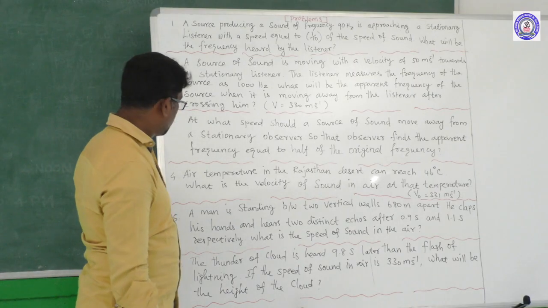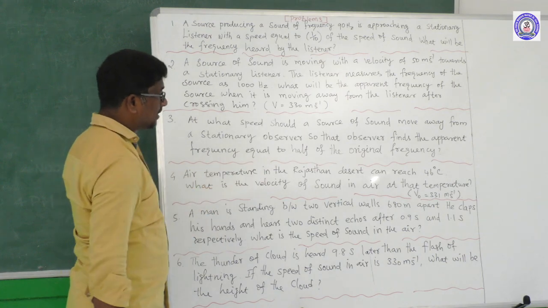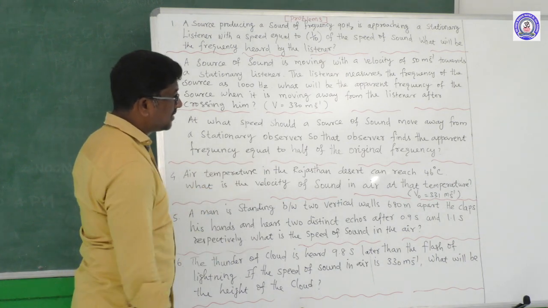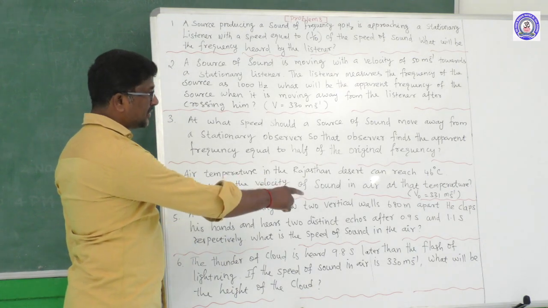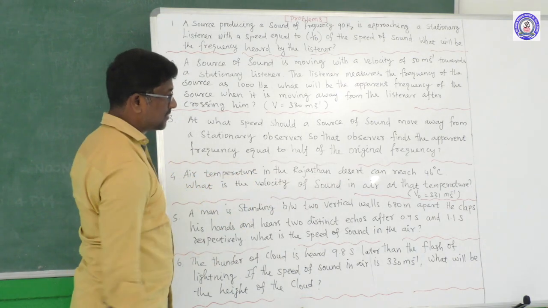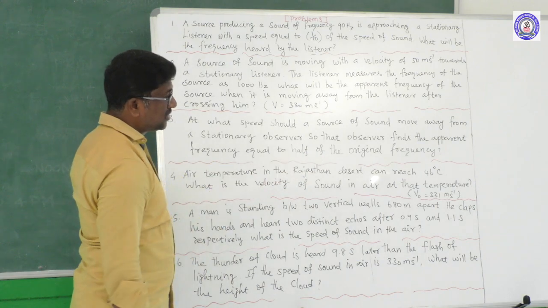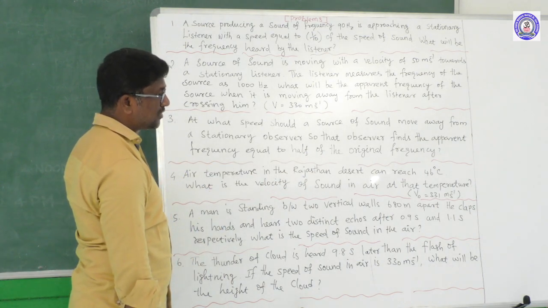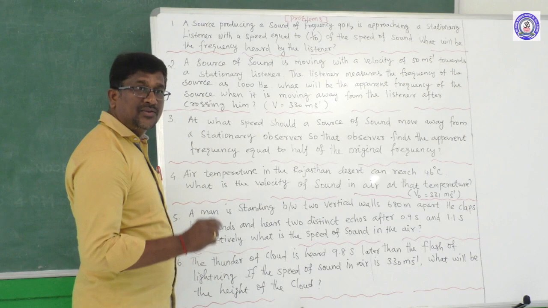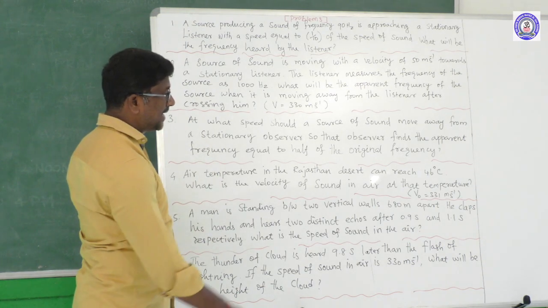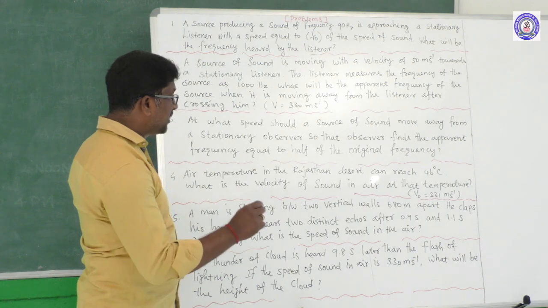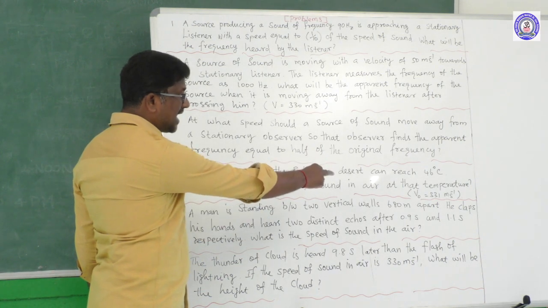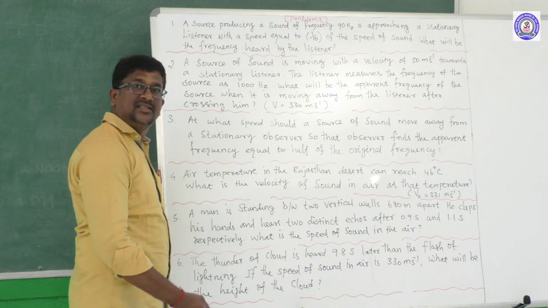Next, problem number 4. Air temperature in the Rajasthan desert can reach 46 degrees. What is the velocity of the sound in air at that temperature? V naught is equal to 331 meters second power minus 1. What is V naught? The velocity of sound at 0 degrees Celsius is given, that is 331 meters second power minus 1.